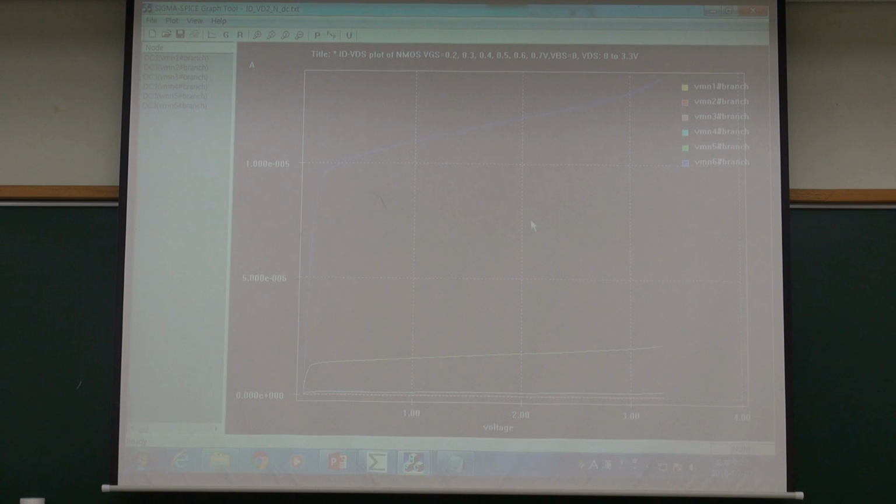Yeah, this is kind of difficult. See, this slope is actually, yeah, from this slope, you know, this curve is just this current times 1 plus lambda VDS. So, you know, this slope is lambda VDS. No, lambda. Okay, so that lambda is just this current divided by this current.